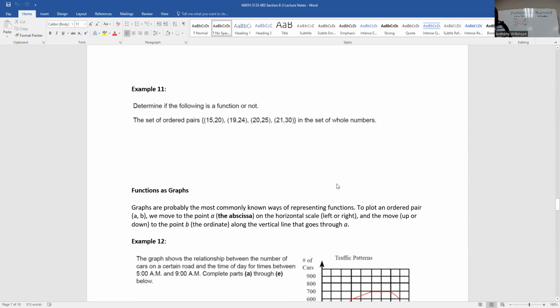All right, and what about this one? The set of ordered pairs (15, 20), (19, 24), (20, 25), (21, 30). This time it is a function. Only one x coordinate to only one y coordinate. So in example 11, this would be a function. Okay. Any questions about using tables and ordered pairs to determine whether or not you have a function?